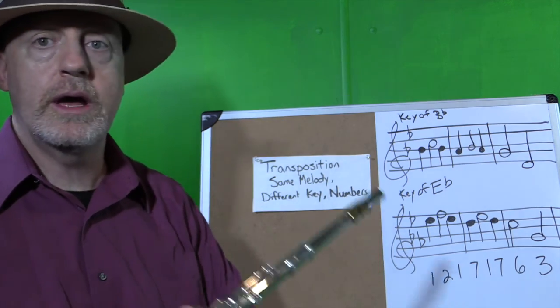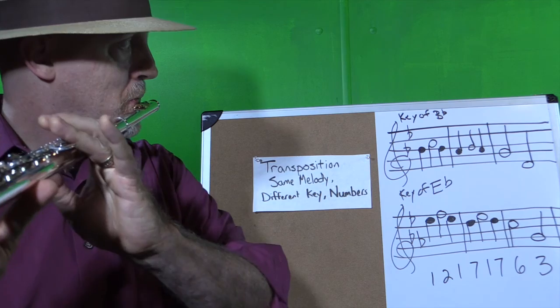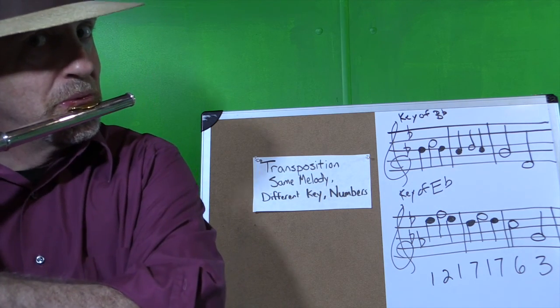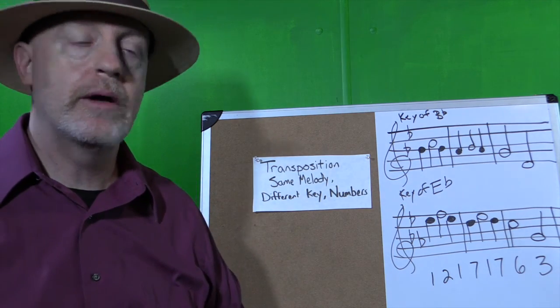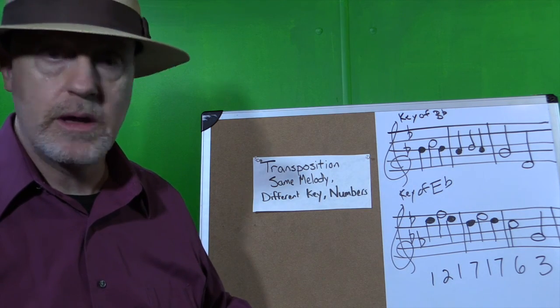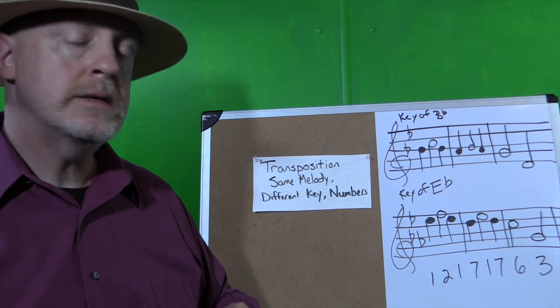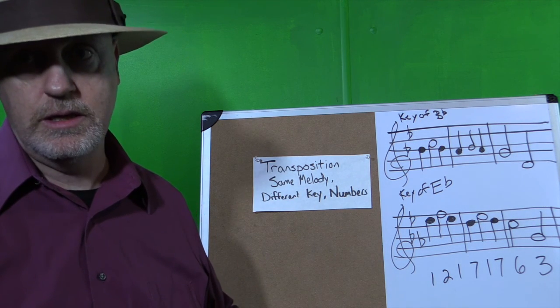Now I'm going to go ahead and play this on the flute for you. Now that melody we can do with numbers. You can go 1, 2, 1, 7, 1, 7, 6, 3.